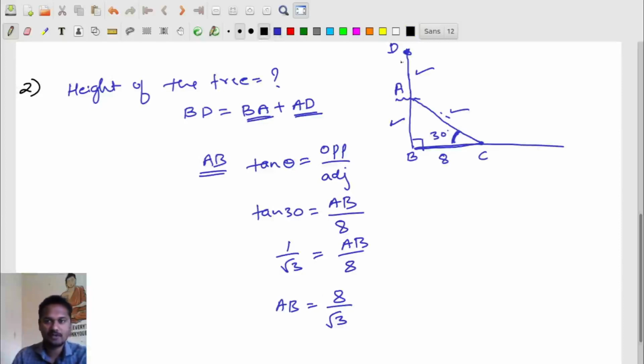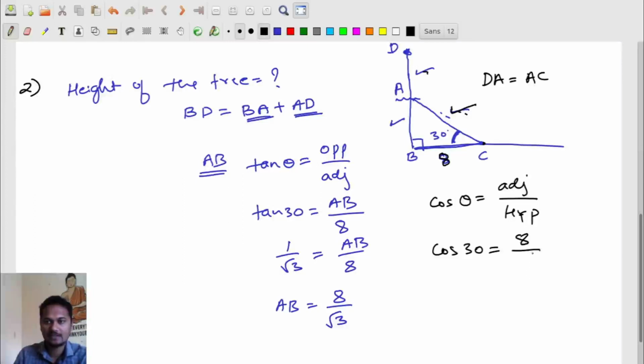Next find DA. We know that DA is equal to AC because these two are the same parts, right? So this part breaks and bends and touches the ground. So DA and AC are same. Let's find AC. So AC is the hypotenuse and BC is the adjacent. And what is the ratio of these two? Cos theta is equal to adjacent divided by hypotenuse. So theta is 30, cos 30 is equal to adjacent 8 divided by hypotenuse AC, right?